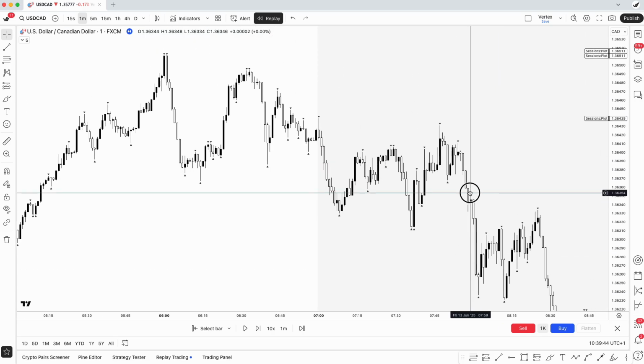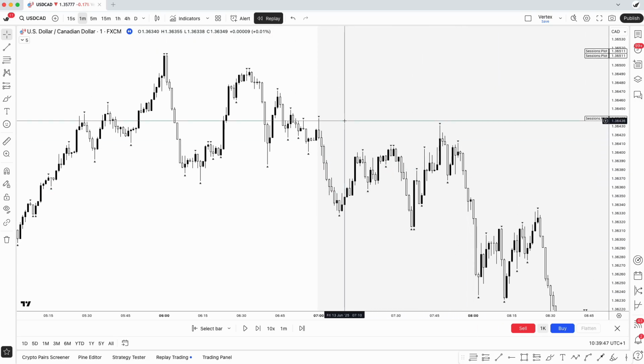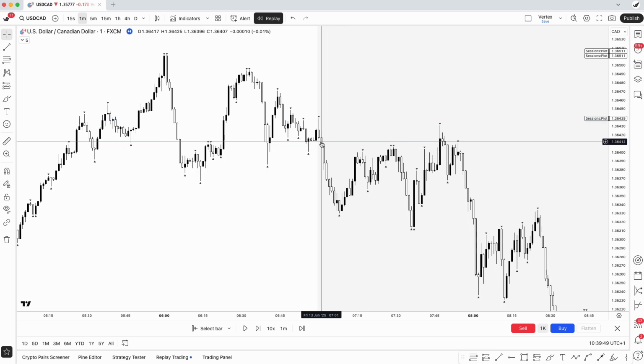Okay, so we have a sweep straight away, and it gets triggered into the session. Very easy. So we're looking for a sell here.